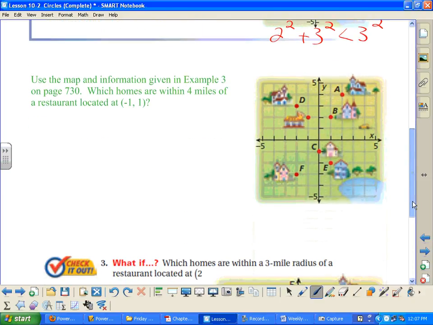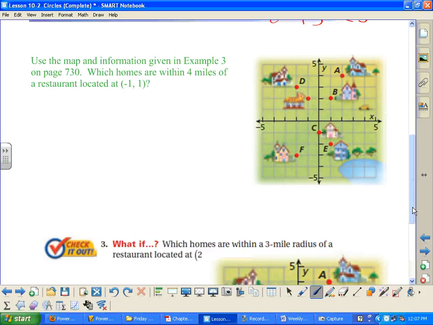Okay, so here's my example for you. We're still using the same map. And it says, which homes are within 4 miles of a restaurant located at (-1, 1)? Now, you could do this a couple different ways. Like I like to draw the triangles. You don't have to do that, but you can. You could actually stick your piece of paper on top of the graph and trace it. Or like somebody suggested last hour, we could use a piece of graph paper too, and you could just locate the points on there.